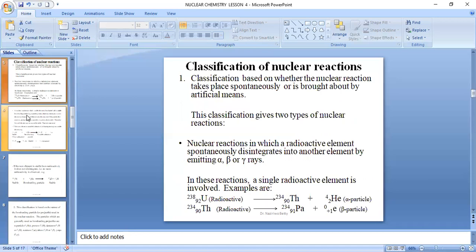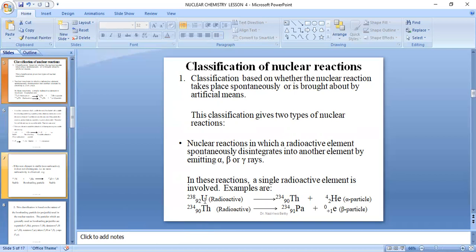Classification of nuclear reactions. They can be classified. The first classification is based on whether the nuclear reactions take place spontaneously or are brought about by artificial means. This first classification is divided into two nuclear reactions. The first one, the nuclear reaction in which a radioactive element spontaneously disintegrates into another element by emitting alpha, beta, or gamma rays. In this case, a single radioactive element is involved.